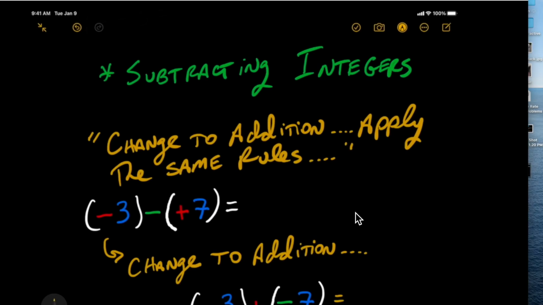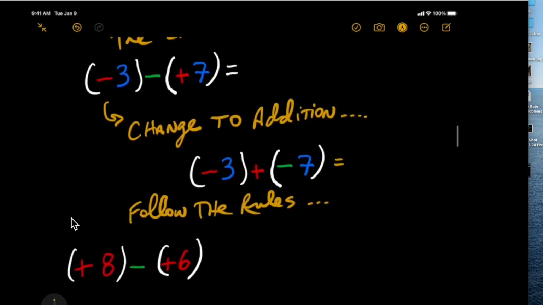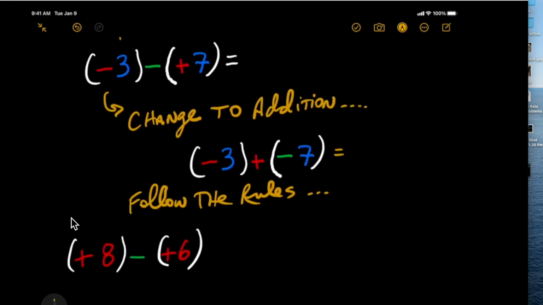Okay, we are now going to move on to subtracting integers. So here you're going to see a minus sign between the two integers. And here's the key, folks. You change this subtraction to an addition problem, and then you follow the same rules that we have learned so far in this video. So what I'm going to do here is take this minus sign and this plus sign and just flip them.